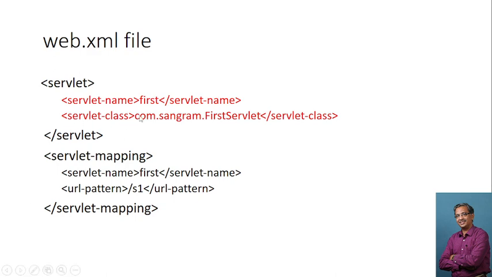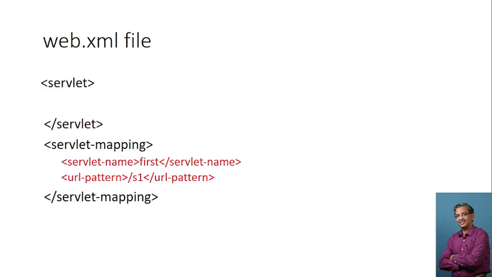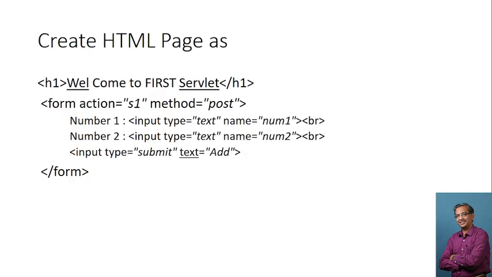Now how does your first servlet class look? Okay, so we have to start with the class. It must be public, so it can be called from anywhere, and it extends HttpServlet because we want to create a servlet. Now in this class we have to create either a doGet or doPost method. It depends upon what we have mentioned here in the method.